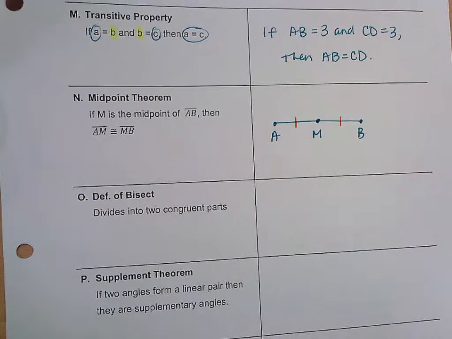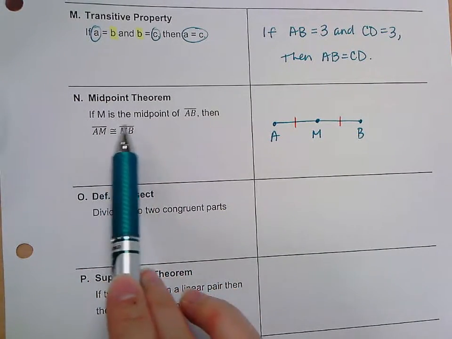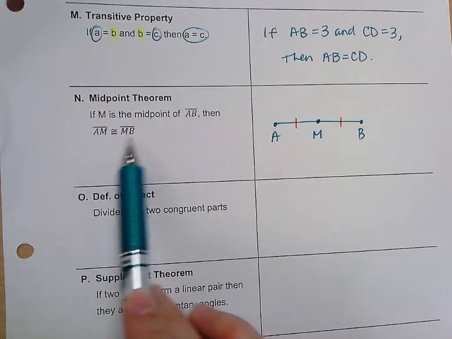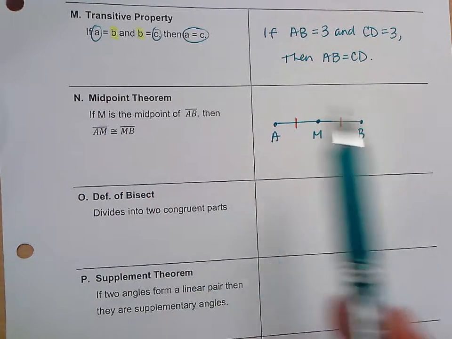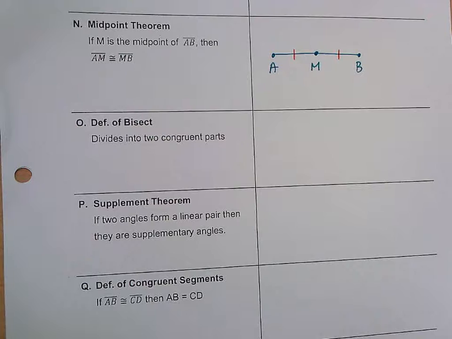How this would be used in a proof, for example, is you might be given this information, M is the midpoint of segment AB. You can then make this conclusion, and the reason why you're making that conclusion is by the midpoint theorem. So that's how we'll be using these.